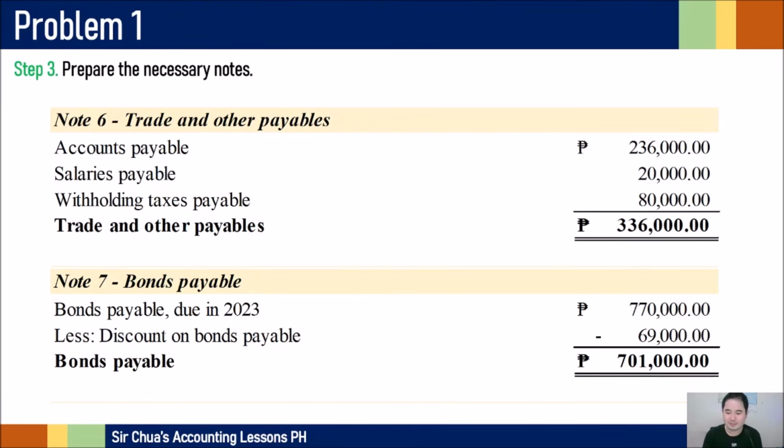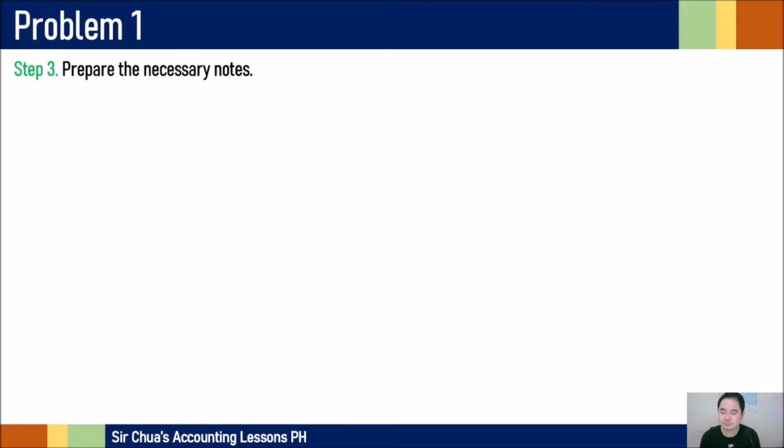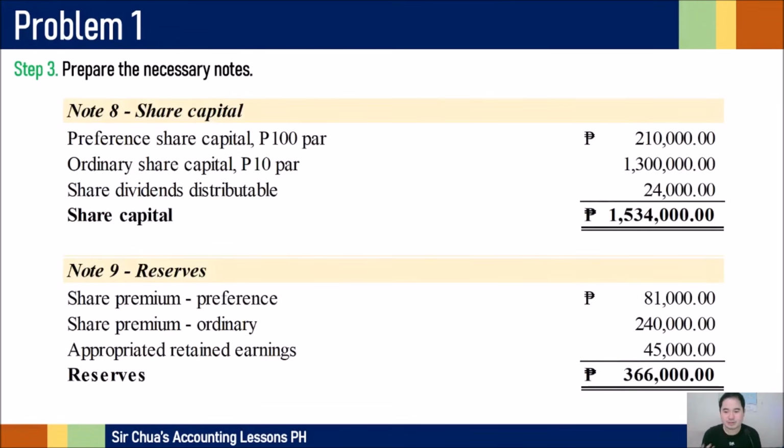Pwede yon. Okay? And then, syempre, yung bonds payable mo, don't forget, pag discount on a bonds payable, binaminus, pag premium, pa-add naman po siya. Okay? On the face value. Okay, and then, syempre, your share capital includes your preference shares, your ordinary shares, and your share dividends distributable. Sama nyo po siya kasi that is at par value. Okay? And then your reserves includes all of your premiums and appropriated retained earnings. Then present natin separately mamaya yung unappropriated retained earnings mo.